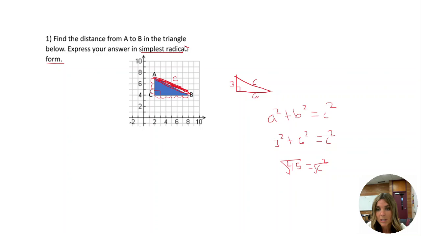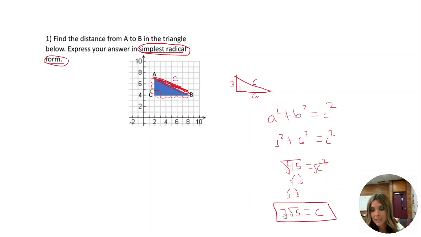Now, this is where you have to pay careful attention to your instructions. This says express your answer in simplest radical form. So when you have the square root of 45, this one can actually simplify because we would have 9 and 5, and then 9 would factor down to 3 and 3. So this will simplify to 3 root 5. So if you put the square root of 45 in your calculator and hit enter, you will see that your calculator says 3 times the square root of 5. That's what simplest radical form is.